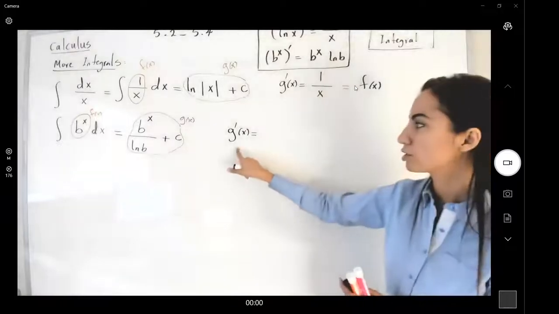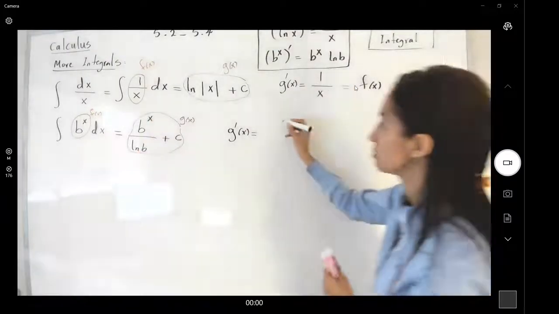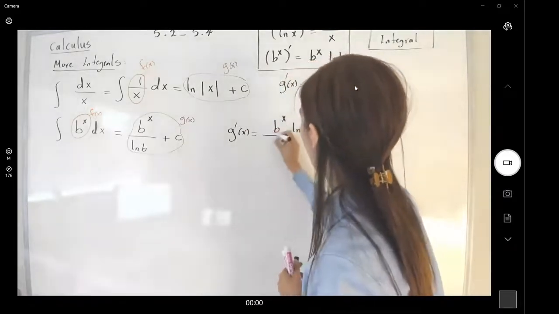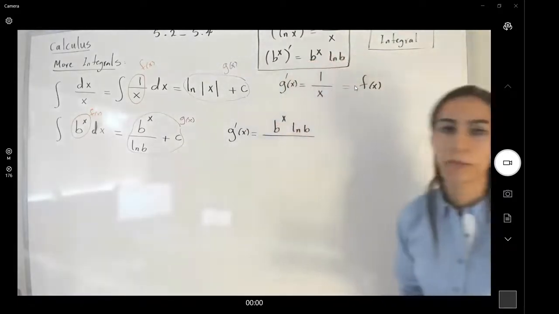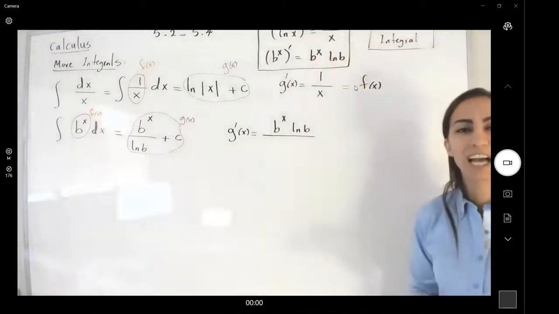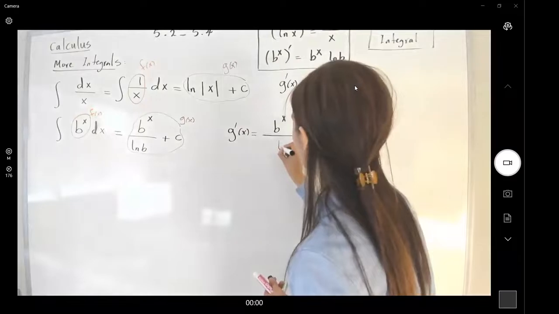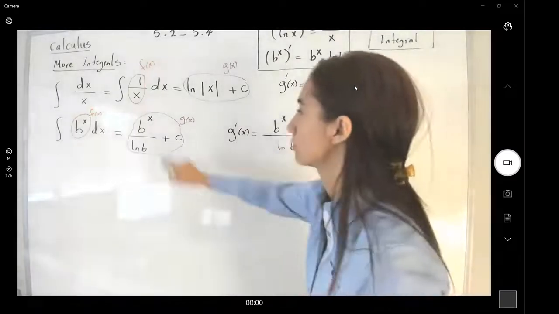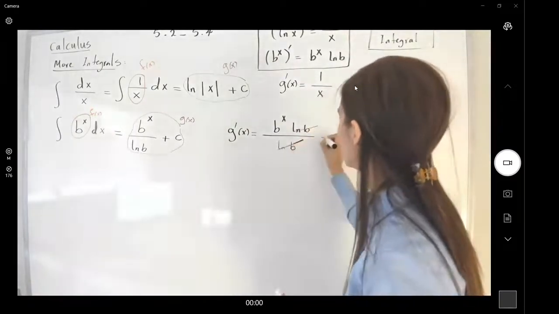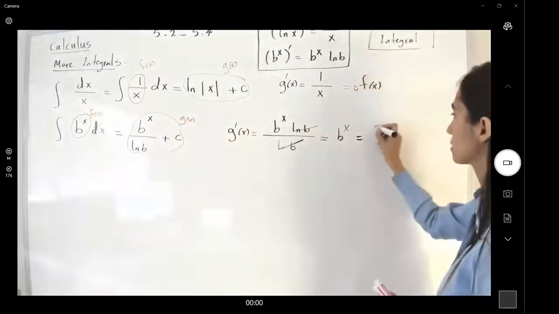So here you have the derivative of g. The derivative of b to the x is just b to the x times ln of b. On the denominator, you have a number, so it means that you have 1 divided by ln of b. If you use your calculator, you can find that number. In this case, just copy down ln of b, and the derivative of c is just 0. You can simplify this. It is equal to b to the x, which is nothing but f of x.